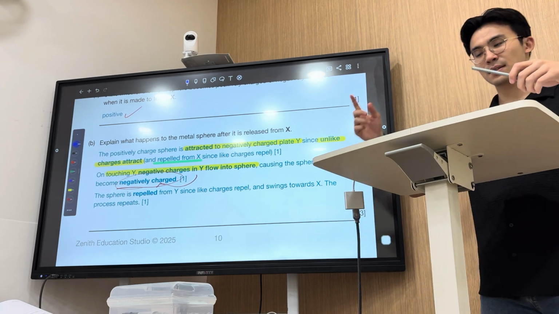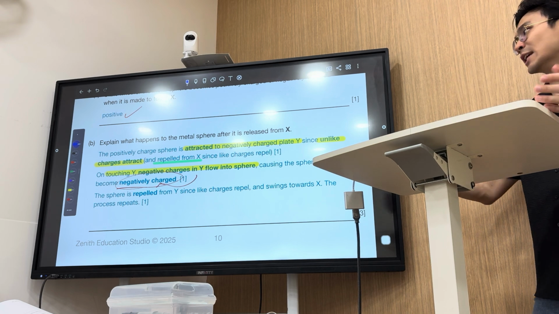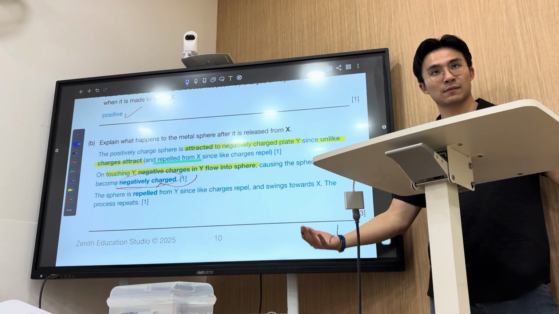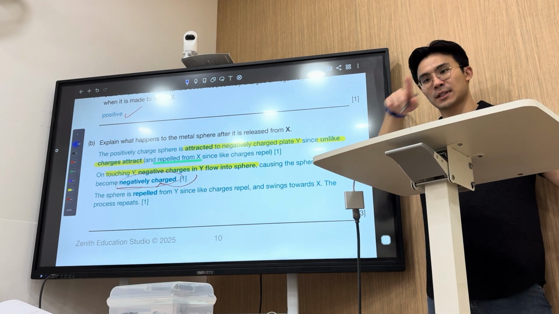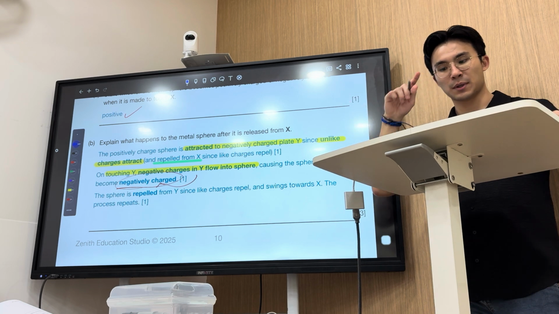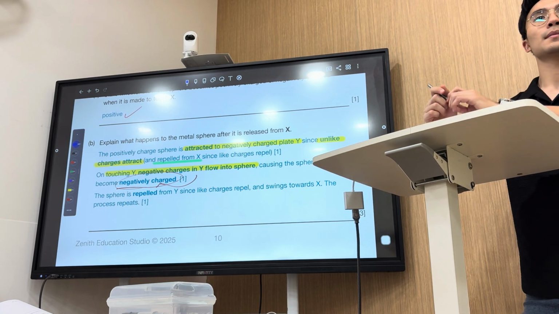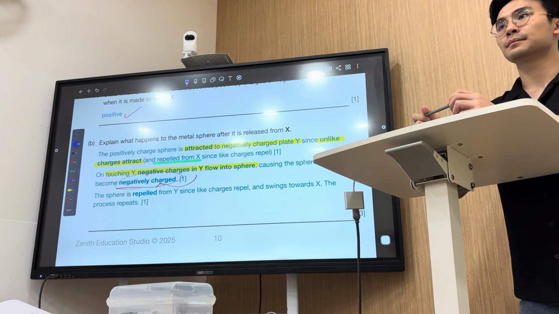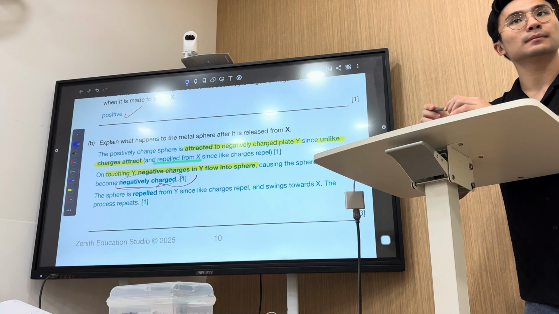Okay, then once it touches, Y will overcompensate. I give you too many electrons, you become negative. And then you get attracted the other way, and then you repeat. Alright, okay. Yes.